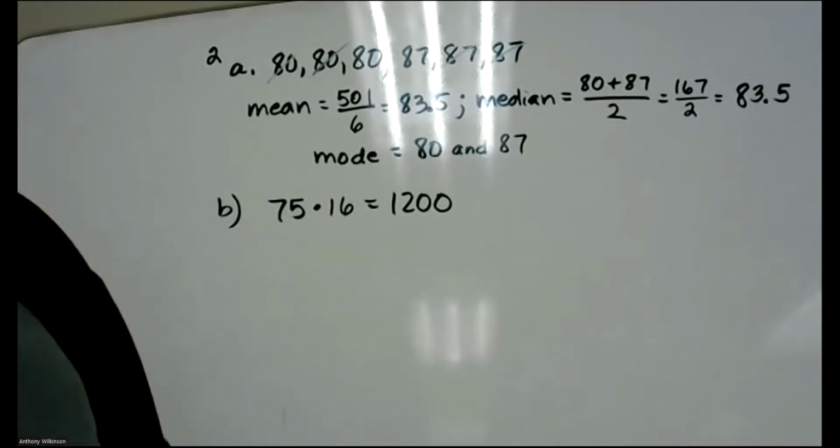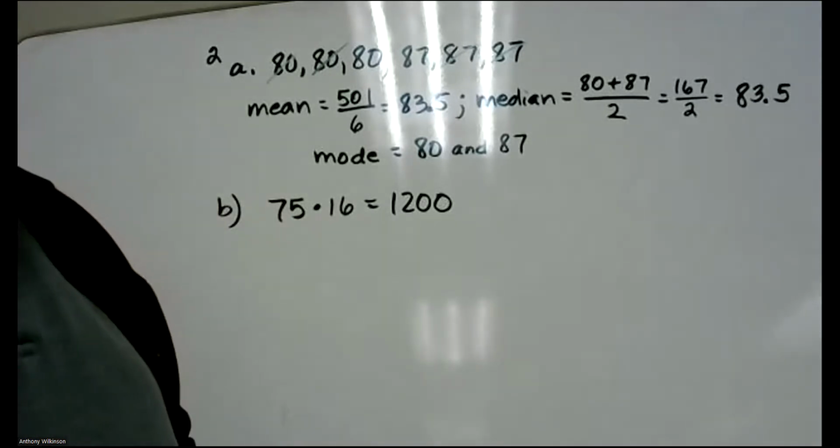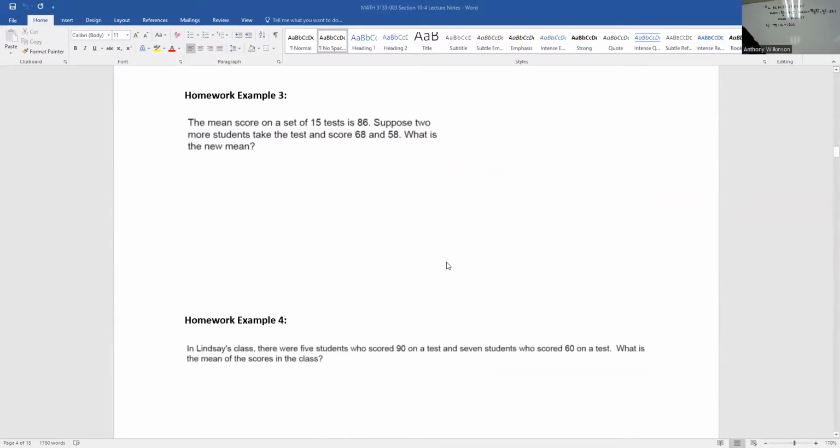Questions on example 2. All right. Example 3 looks like this. The mean score on a set of 15 tests is 86. Suppose 2 more students take the test and score 68 and 58. What would be the new mean?